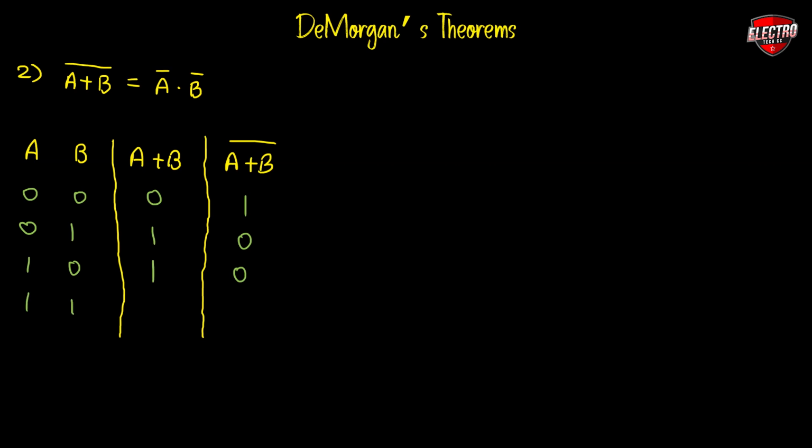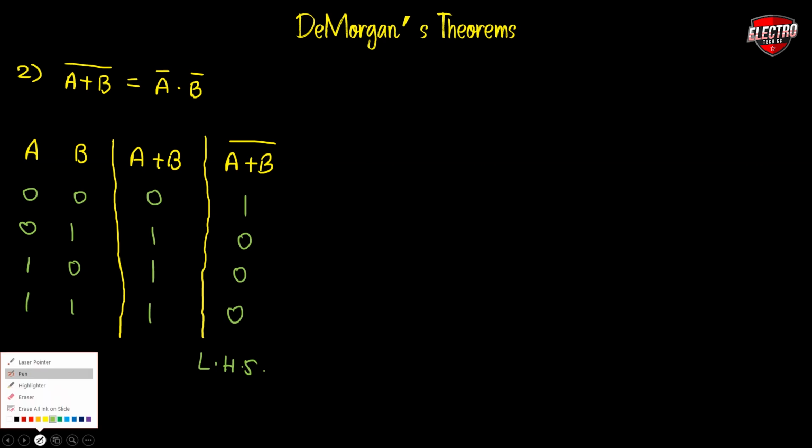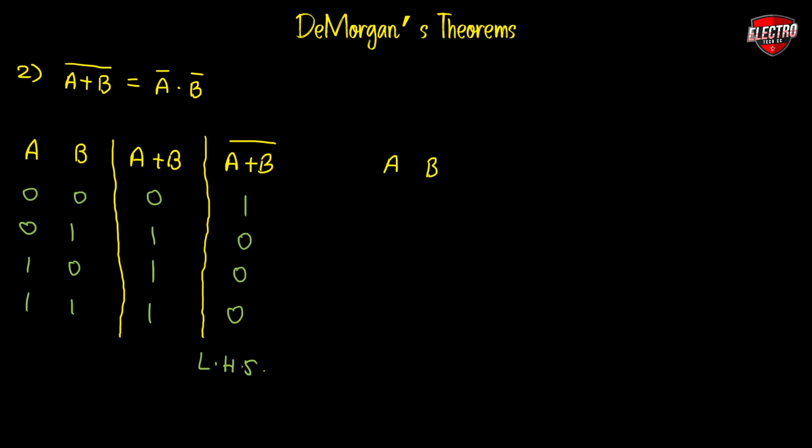If we add both the signals, then we have output 1, and if we take the complement of 1, then it will give you a 0 output. Here is the LHS of the equation. Okay, for the RHS of the equation, we have A complement, B complement, and the multiplication of A bar dot B bar.